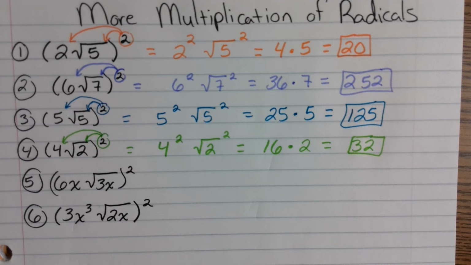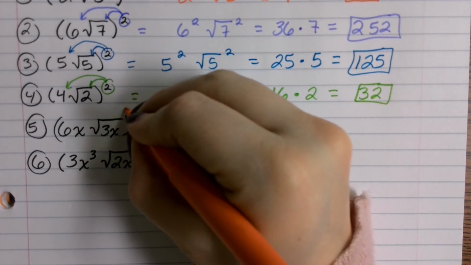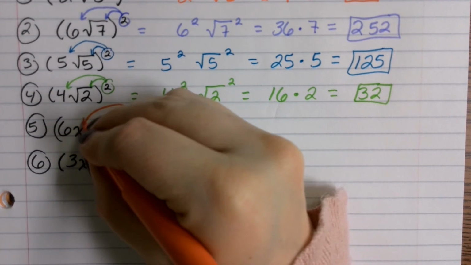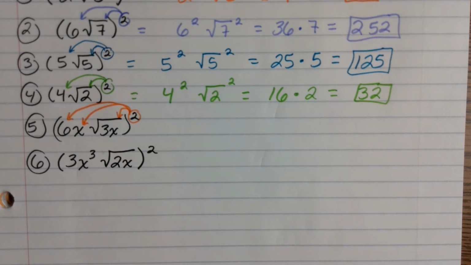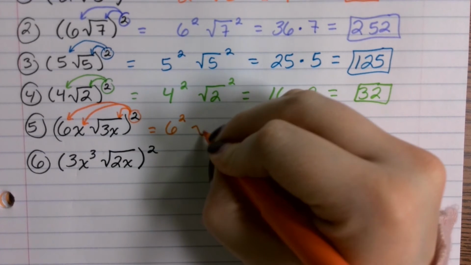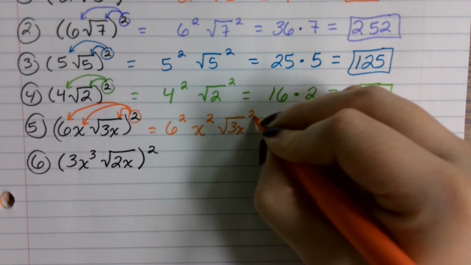Now for the fun one. Number 5. What do you think, Jimmy? Very good, 108x cubed. So again, you are distributing the exponent. You're distributing it to this first term right here, which is the square root of 3x. You're distributing it also to the x and to the 6. So there's 3 components that you're actually distributing that square to. So that now becomes 6 squared, x squared, square root of 3x squared.